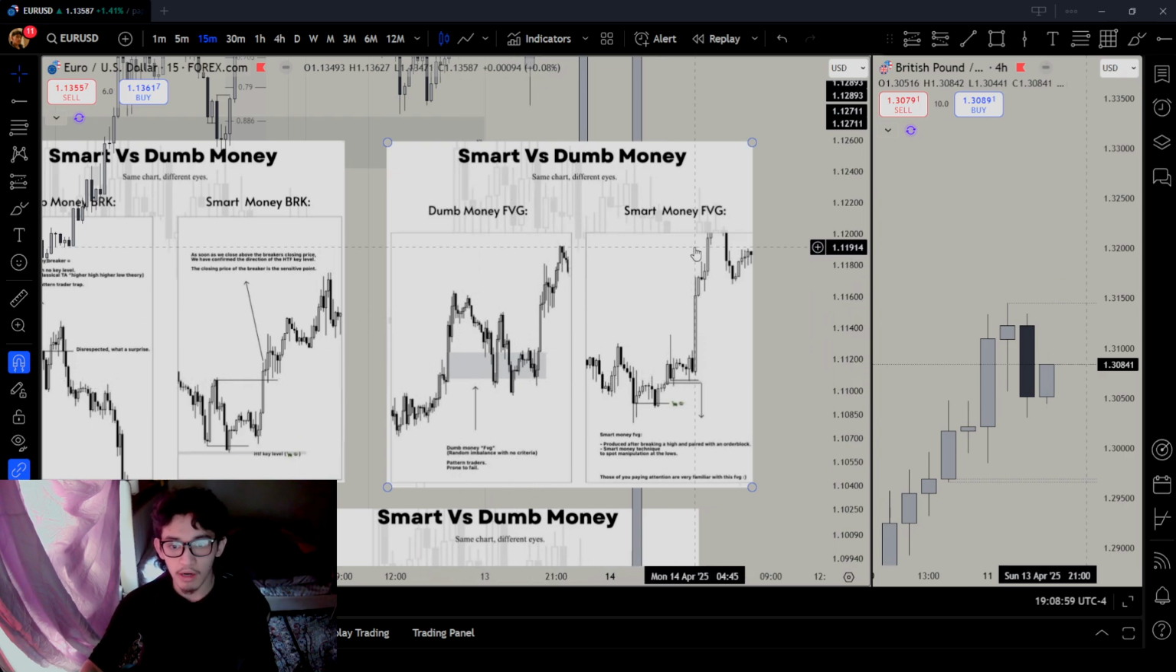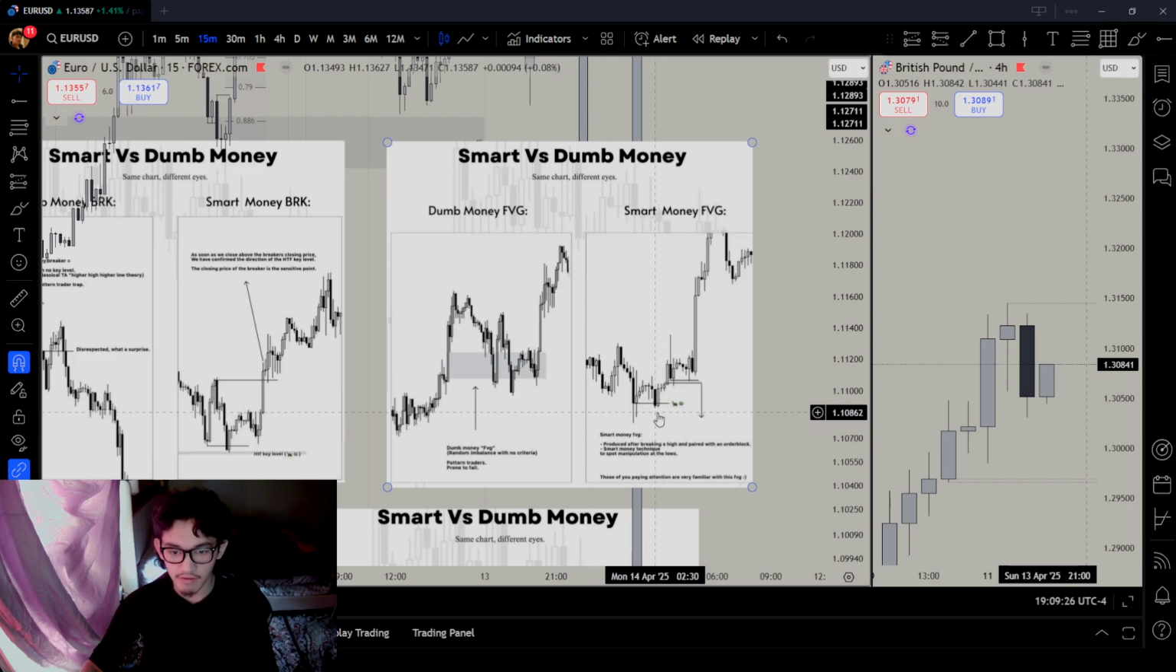Now let's go to a smart money fair value gap. A smart money fair value gap is produced after breaking a high paired with an order block, right? Smart money technique to spot manipulation at the lows, right? Those of you paying attention are very familiar with this fair value gap, right? So this fair value gap right over here, why is this a smart money fair value gap? First thing, it did a couple things here, right?